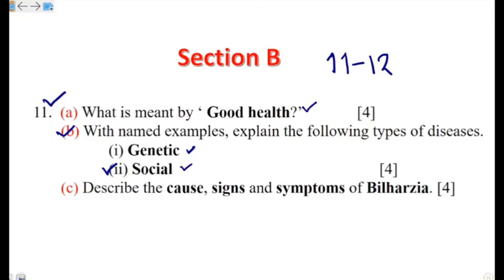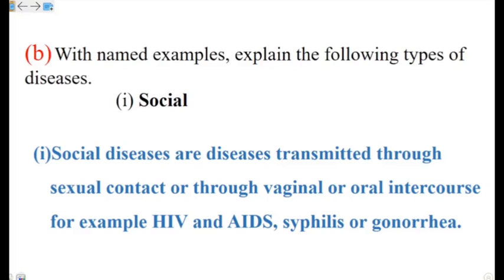Through the social aspect of life that a person goes through, they are able to contract these diseases that I've talked about. We have said that social diseases are transmitted through sexual contact or through vaginal or oral intercourse. For example, HIV and AIDS, syphilis, or gonorrhea. They are just transmitted through sexual contact or through vaginal or oral intercourse. So we move on.